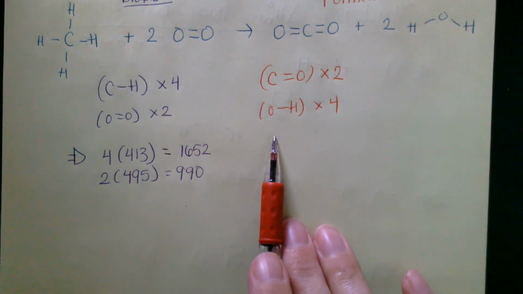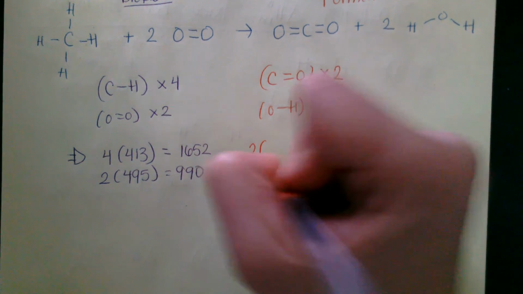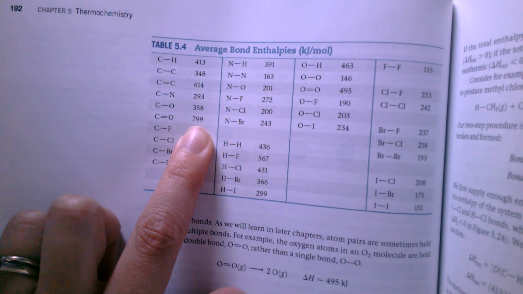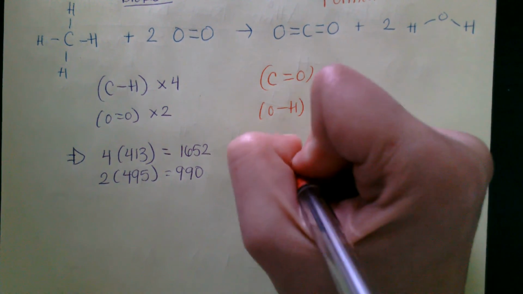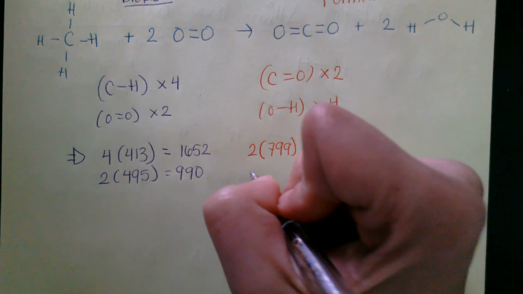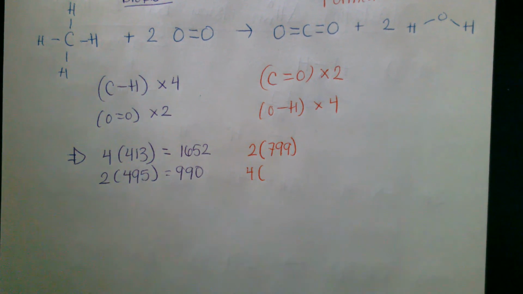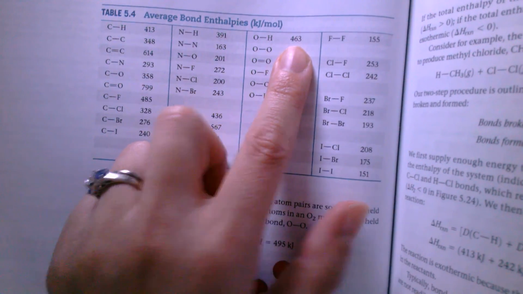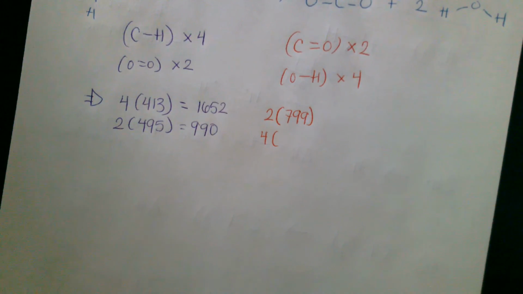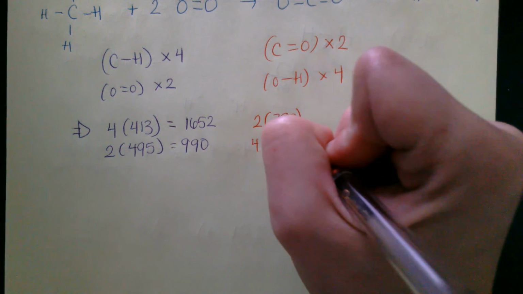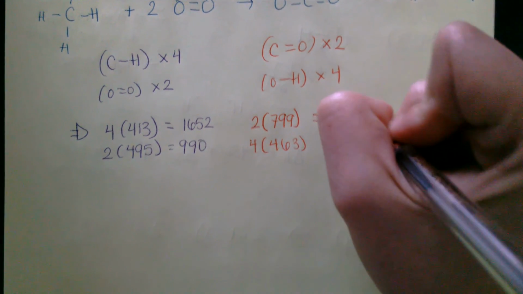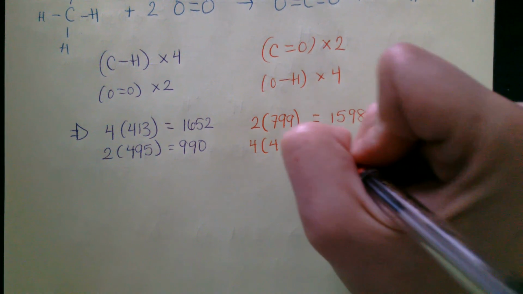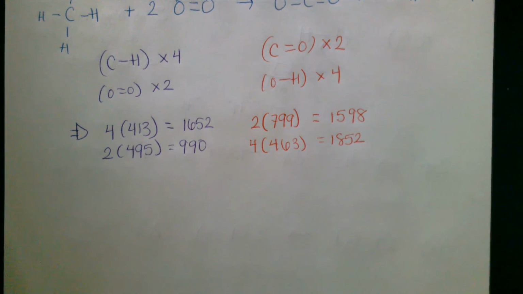Okay, let's go to the other side now. We have carbon-oxygen, so we're going to have 2 times. So this is a big one here. So carbon-oxygen double bond, 799. So that's a big one there. So 2 times 799. And then we have 4 OHs. So 4 times, bring our chart back, OH, 463. Okay, so 2 times 799 gives me 1598. And then 4 times 463 gives me 1852.